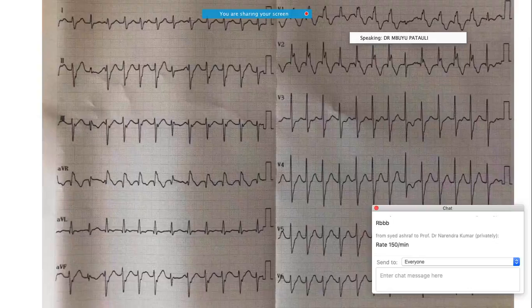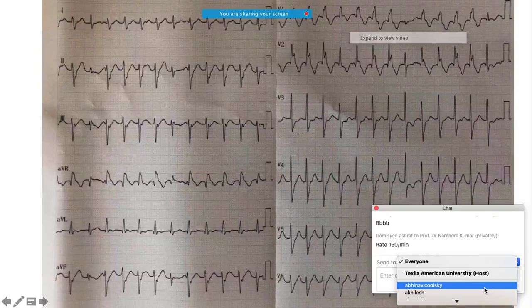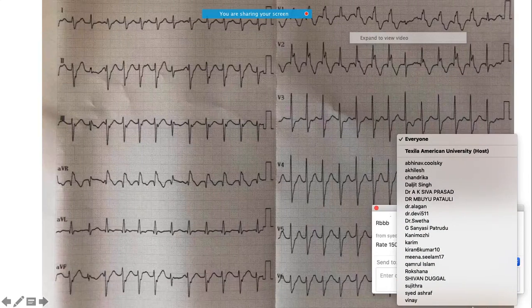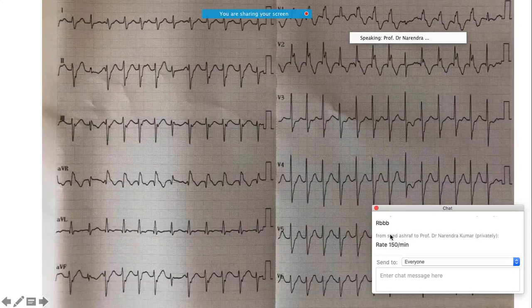Dr. Ambu, please mute your microphone, because I can still hear noise from that side. Patoli, Dr. Ambu Patoli. No answer. There are so many people and no one is giving an answer. Why is it so? How do you approach an ECG? Do you want me to take a session on ECG?